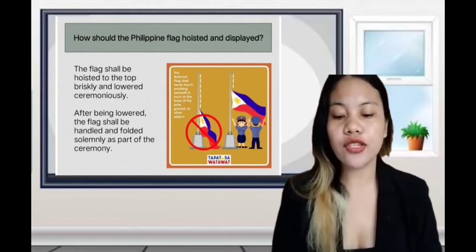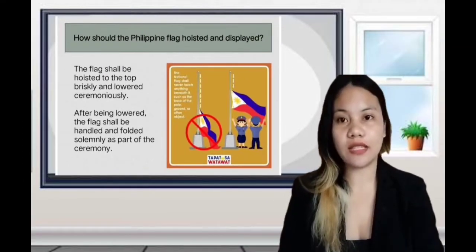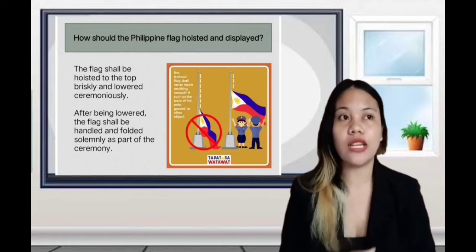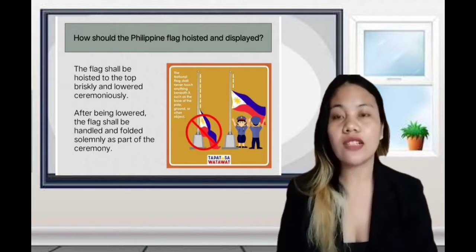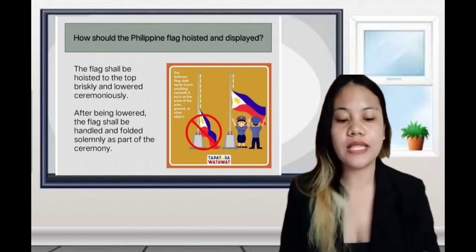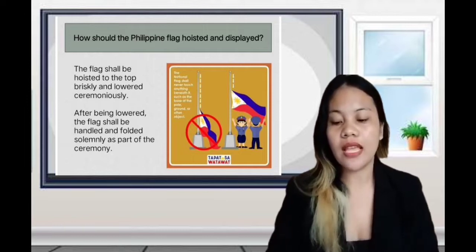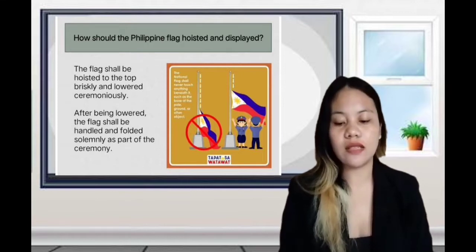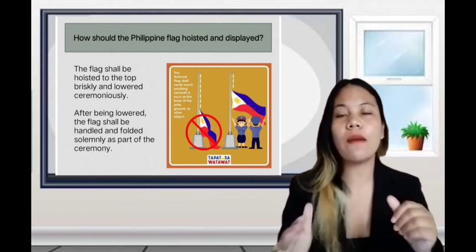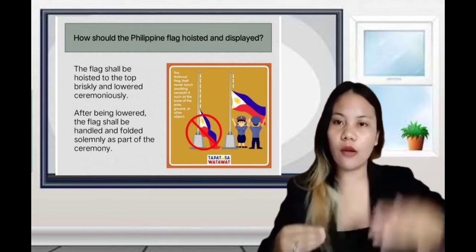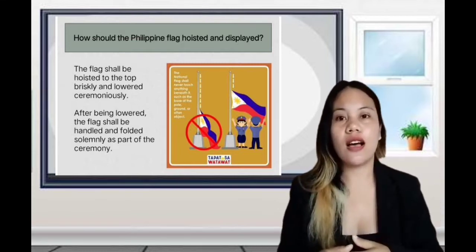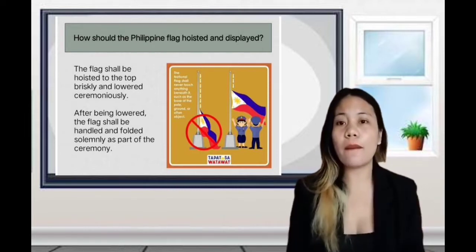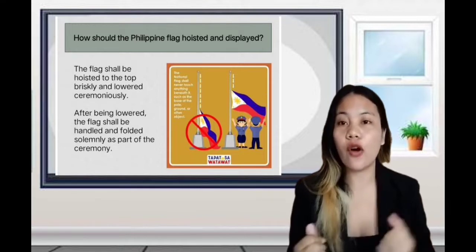And next is, how should the Philippine flag be hoisted and displayed? When we have a ceremony, the flag ceremony or flag retreat, the flag shall be hoisted to the top briskly and lowered ceremoniously. Then after being lowered, the flag shall be handled and folded solemnly as part of the ceremony. So when the flag is already lowered and you hold it, you must hold it properly, like you fold it properly.